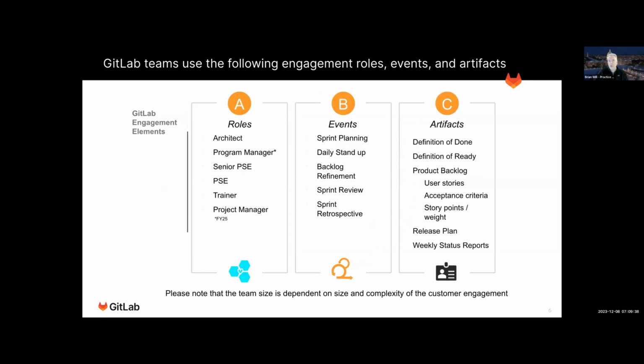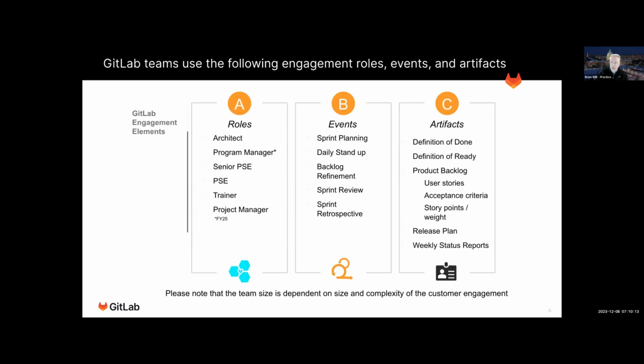If you look at usually how teams are organized, how Agile is organized, it's very, very simple. It's really just 3 things you have to keep in mind. It's a set of roles, a set of events, and a set of artifacts. So, the roles in our case: architect, program manager, senior PSE, trainer. These are some of the roles that we're prepping for next year. We don't have program managers yet, but that's coming.